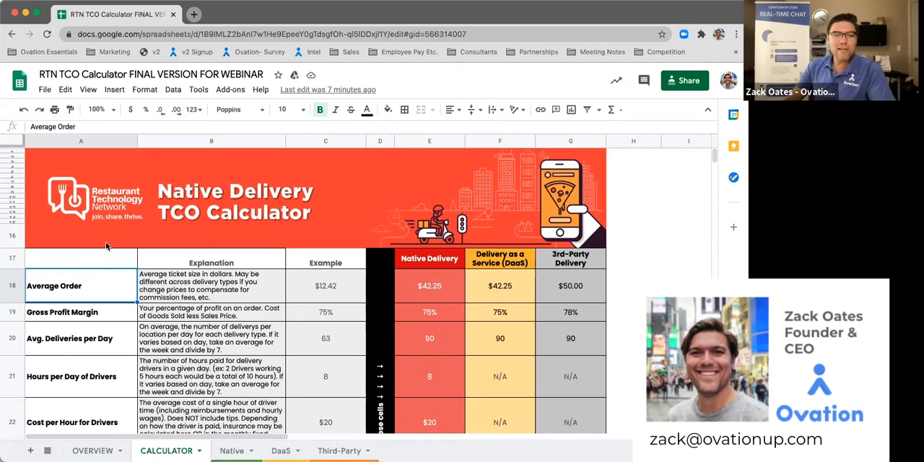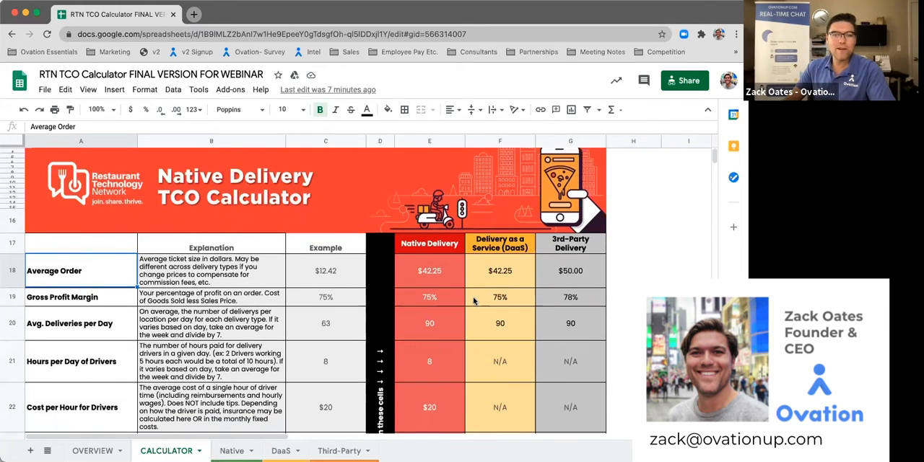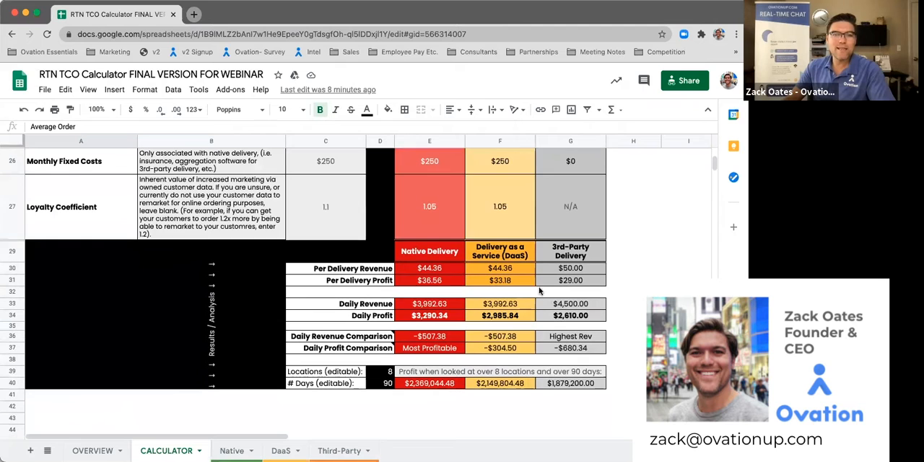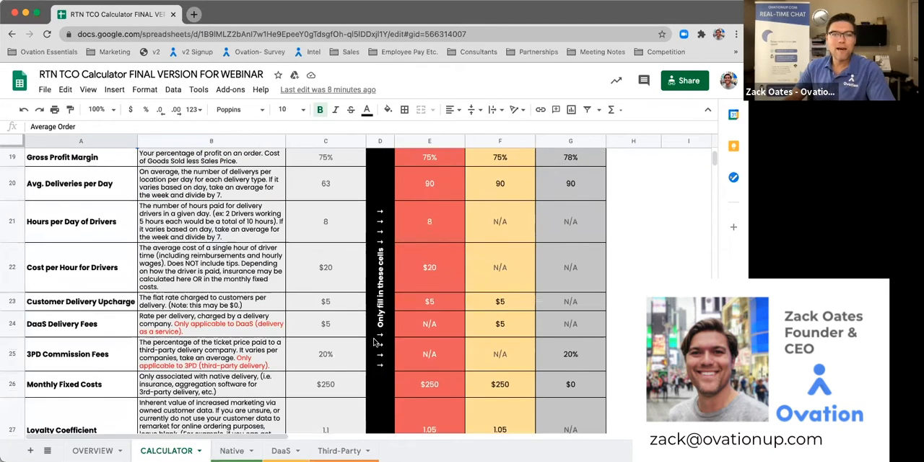Going over to the calculator tab, what you're going to be seeing here are the variables on the far left, the explanation, followed by an example that is not meant to be edited, and then the section that is meant to be edited. We have the native delivery, delivery as a service, and third-party delivery. You'll enter in the numbers for each of those different scenarios, so that at the very end, you can see the calculation that will show you profitability, revenue, etc.